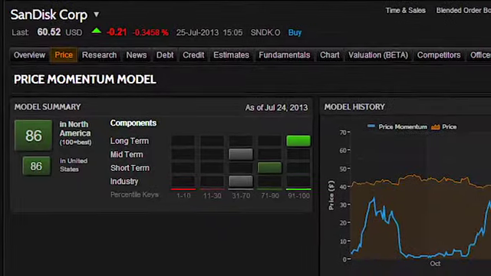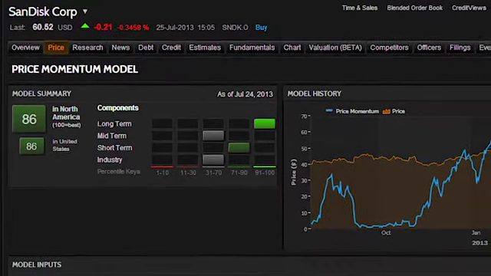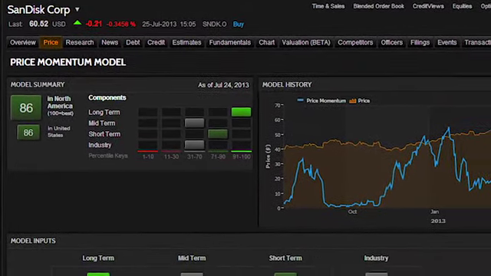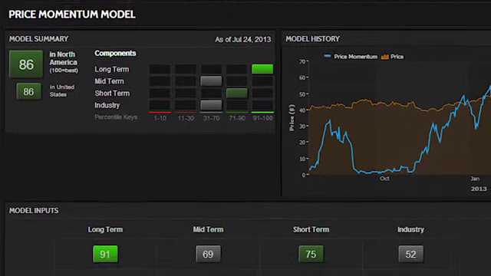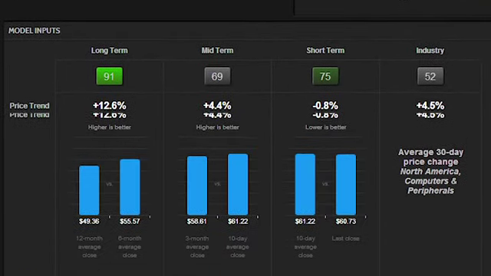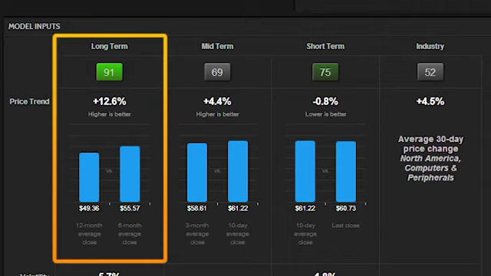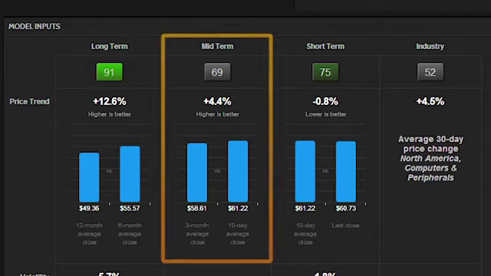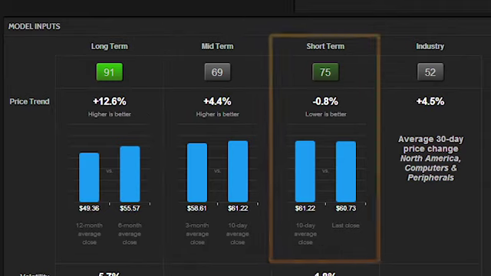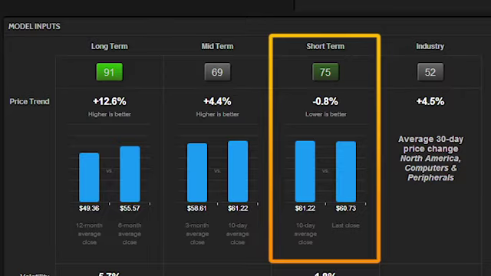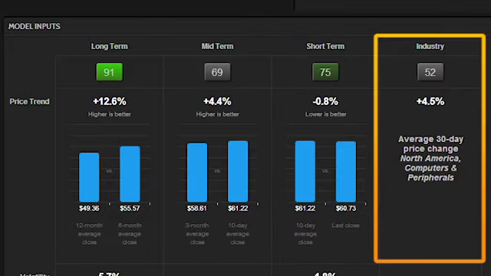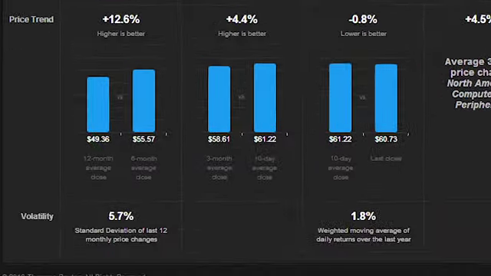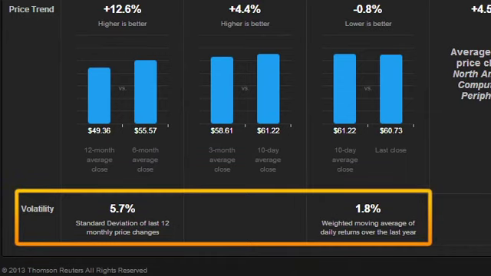Price momentum looks at signals based purely on price and volatility over different time horizons. We consider long-term price momentum, 6 to 12 month, medium-term, 3 month, short-term, 1 to 2 weeks, and industry, 1 month. We highlight companies quietly moving up or down versus those with noisy price action.